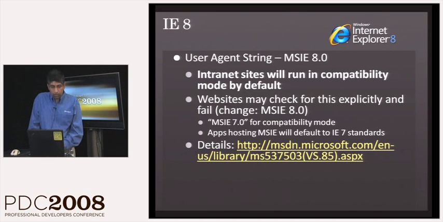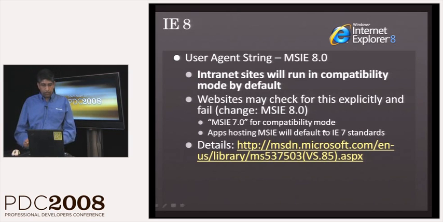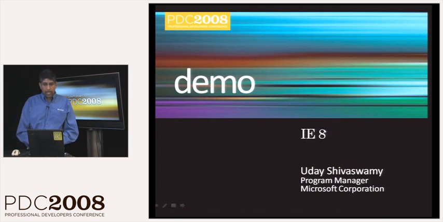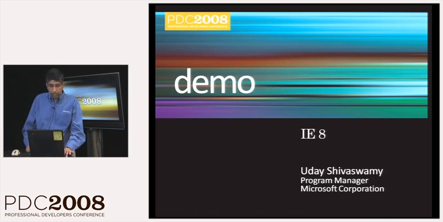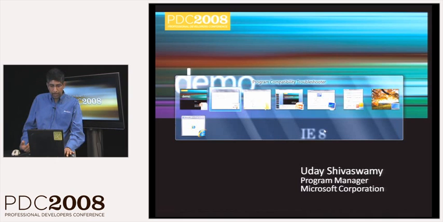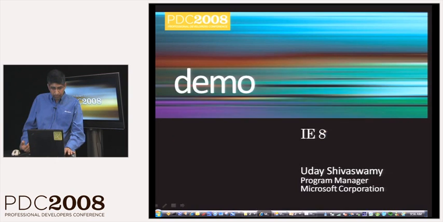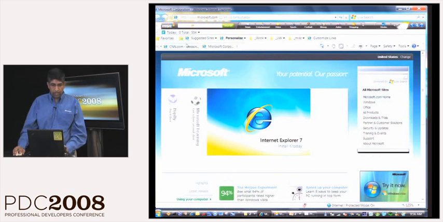If an application is hosting the Trident or the MSIE control, in that case, IE 7 is going to be the standard again. So let me show you a quick demo of how IE 8 looks and how a developer can take control of how the website can be rendered for them. So I have two websites open here, CNN.com and Microsoft.com. And I'll show you how the two of them can control their own rendering in IE 7.